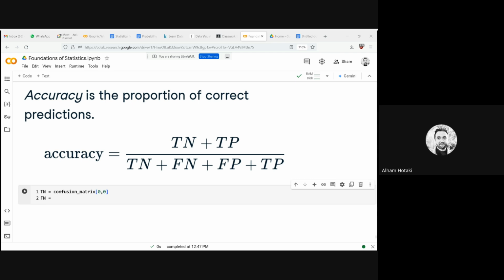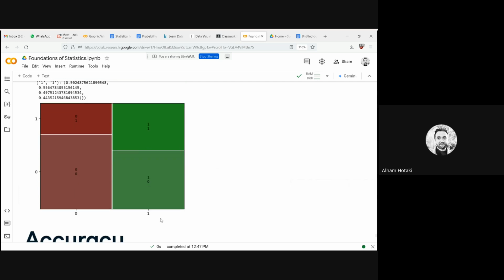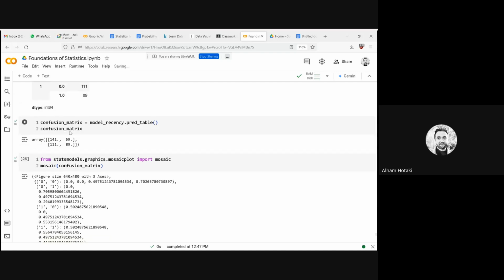What is the false negative? Look at this. 0, 1, or 1, 0. Here you can find it very well. So this is true negative, and this is false negative. So this is the matrix, and we want to go through this area. So this is the true negative.